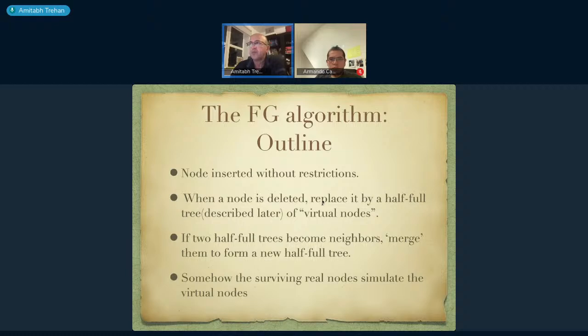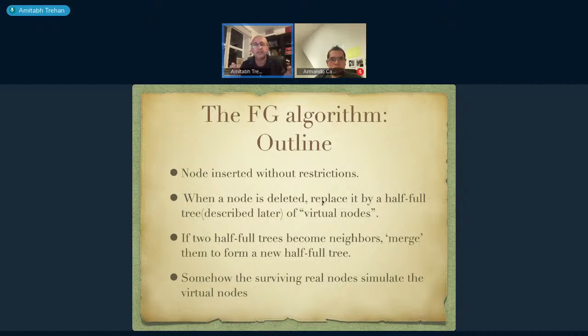Okay, now let's move on to the real forgiving graph algorithm. Firstly, there is node insertion. There's no restriction; a node can come with any number of edges. When a node is deleted, we are going to introduce a very interesting structure which I really like, called a half full tree. Instead of the balanced binary tree which we rooted there, it's a very similar structure, but it has some properties which are quite useful here. The important thing is, if two half full trees become neighbors, we must merge them.